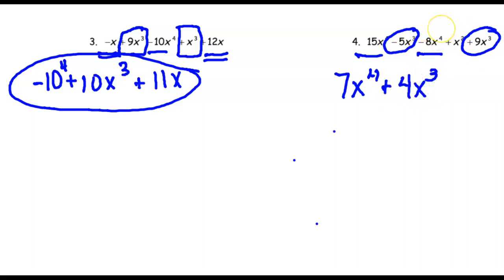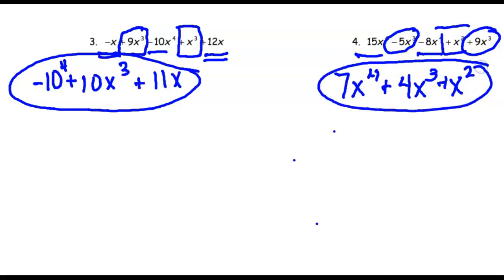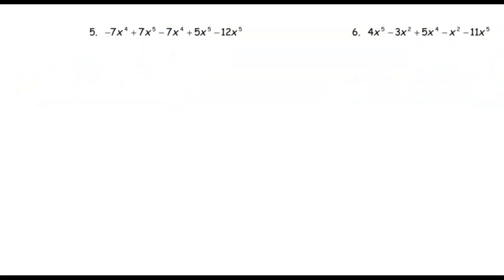All right, and then we've got our x squareds. We only have one. It would be right in here, so we would just say plus x squared. Okay, so at this point I want you to pause the video and write down the next 2 problems and try them. Okay, so you're paused, and when you come back, I'm going to give you the 2 answers.